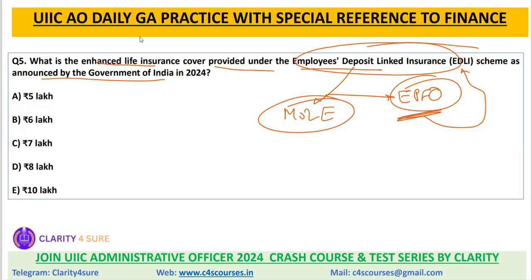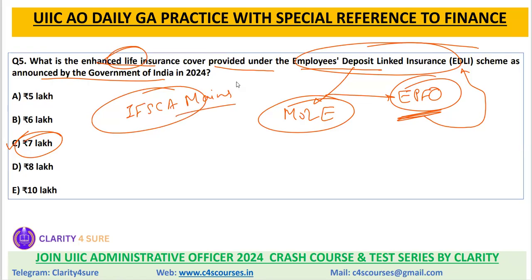So here they are asking what is the enhanced life insurance cover. The answer for it is C, 7 lakhs. And this question was asked in IFSC mains also. It was in different framings, but basically they were asking the amount. So this year in IFSC mains 2024, they asked this question.